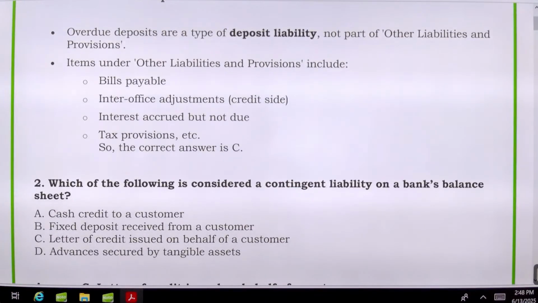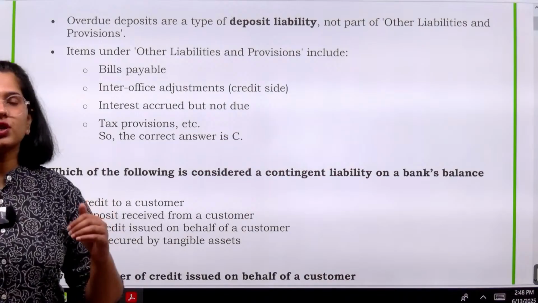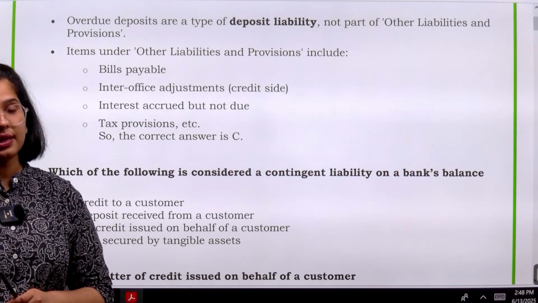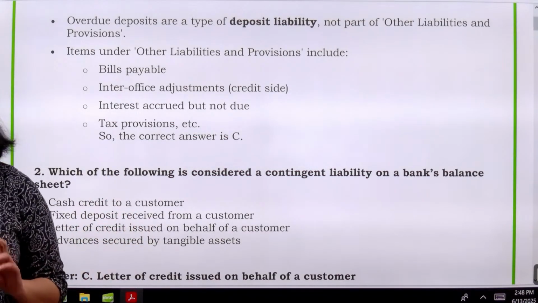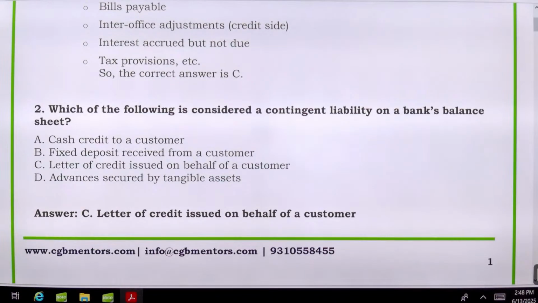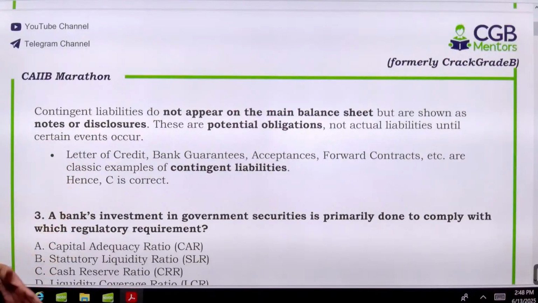Now, next is which of the following is considered a contingent liability on a bank's balance sheet. Whenever we are talking about a contingent liability, that means its future is not clear today, but it will be clear tomorrow, once any uncertain event happens. Till then it would be called a contingent liability. That is why over here the correct option would be letter of credit issued on behalf of customer, because we do not know whether the bank would be called upon to pay for this or not. So, letters of credit, bank guarantees, acceptances, forward contracts, these are the classic examples of contingent liabilities.